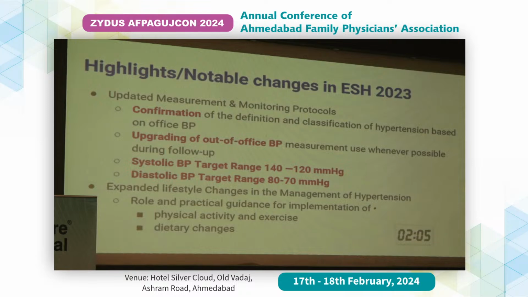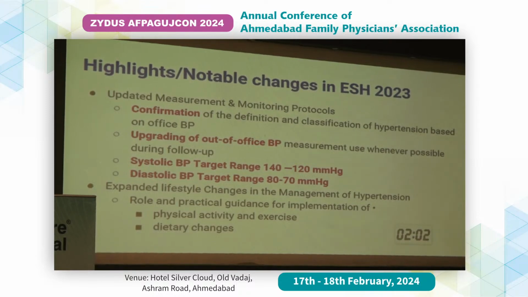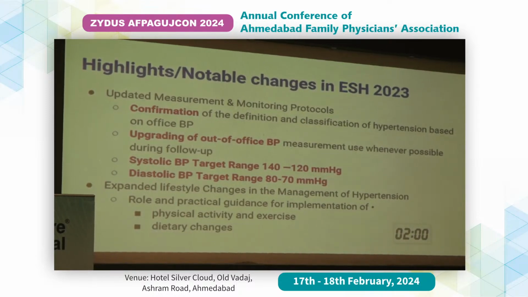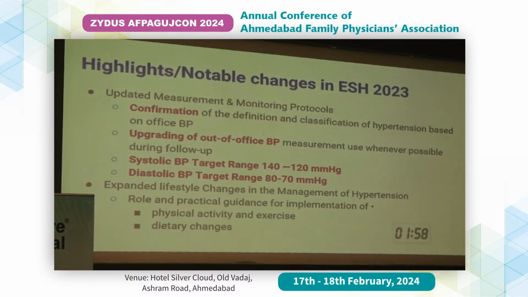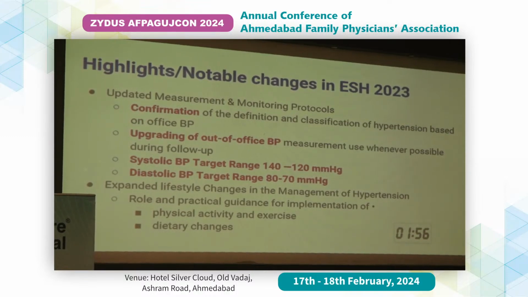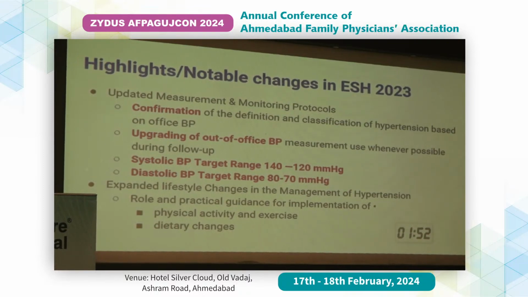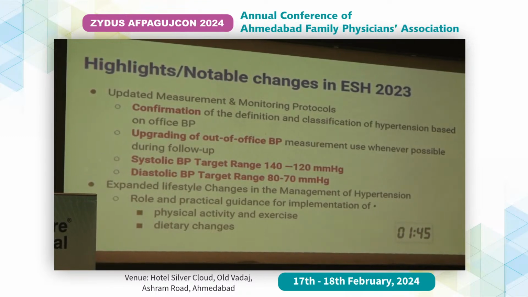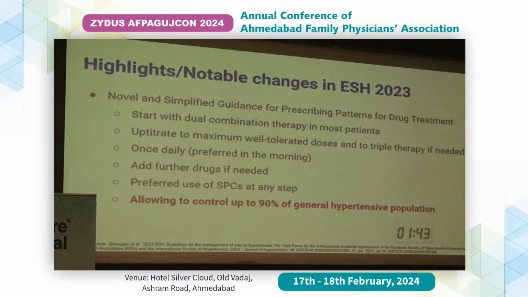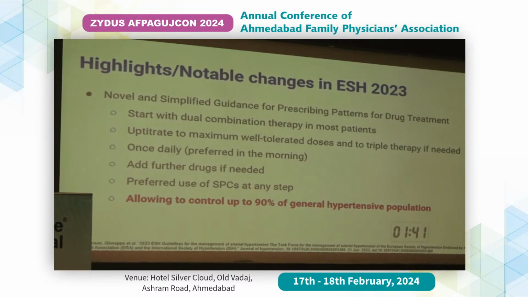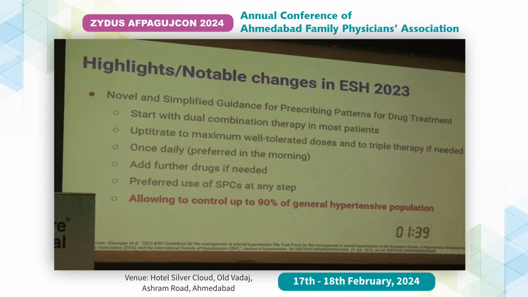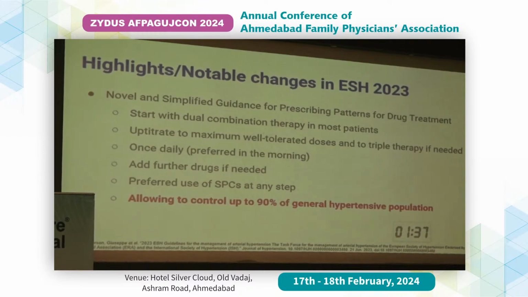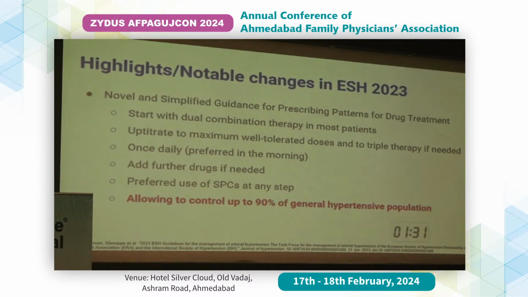And these are the notable changes in ESH 2023, like confirmation of the definition and classification of hypertension on office BP, and upgradation of office BP measurement whenever possible. Systolic BP target should be 140 to 120 and diastolic 80 to 70 mmHg, and patients must be encouraged to have higher physical activity and proper diet maintenance, reduce salt intake, allowing control of up to 90% in all our patients.